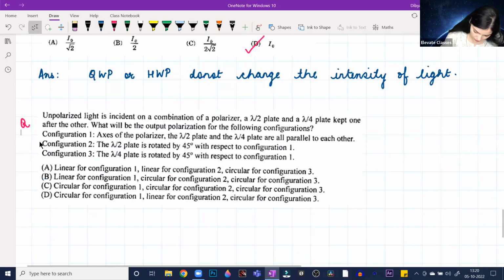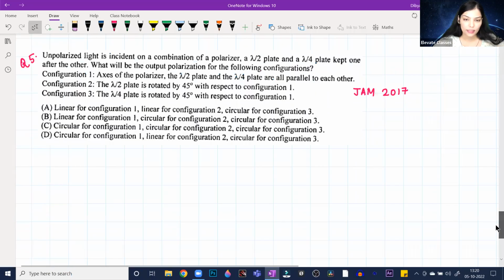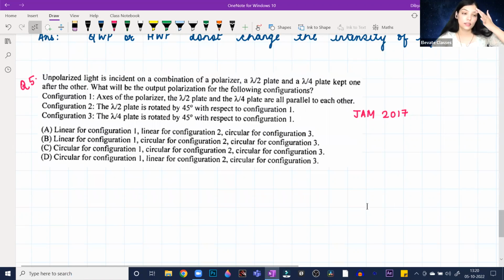So this is question number 5. This came in JAM 2017. Here the question is saying unpolarized light. So first I have to notice the input light that is given to me. Unpolarized light is incident on a combination of a polarizer, a lambda by 2 plate and a lambda by 4 plate. So what does lambda by 2 plate mean? It's a half wave plate. What does lambda by 4 plate mean? It's a quarter wave plate.